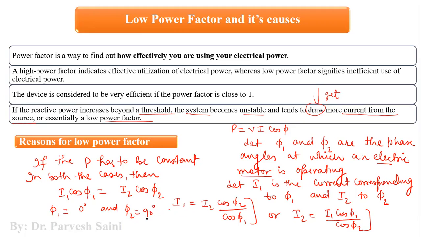So if phi 2 is 90 degrees and phi 1 is 0 degrees, that means the second current, because now phi 2 is more, means the difference between voltage and current is high. So what will happen? In the second case, you can see, in the first case I1 is 0 and I2 is infinite. Now, this is just to make you understand what happens if the power factor or the phase difference changes between voltage and current. If phi 1 is 0 degrees and phi 2 is 90 degrees, the circuit will need minimum current to get the same power as compared to the case when phi 2 is 90 degrees. So this is what low power factor and high power factor is.